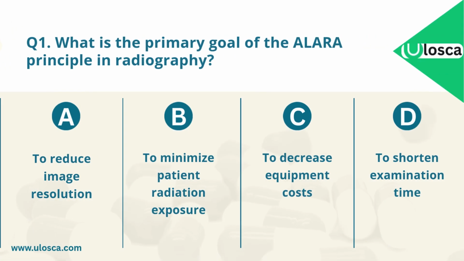Question 1. What is the primary goal of the Ulosca principle in radiography? A. To reduce image resolution. B. To minimize patient radiation exposure. C. To decrease equipment costs. D. To shorten examination time. Which one is the correct answer?